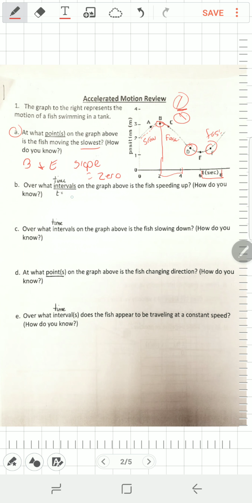So over what time intervals on the graph is the fish speeding up? And how do you know? The time intervals are from 2 to 4 seconds, and then from 6 to 8 seconds. And how do we know? The angle goes from flat to sharp.